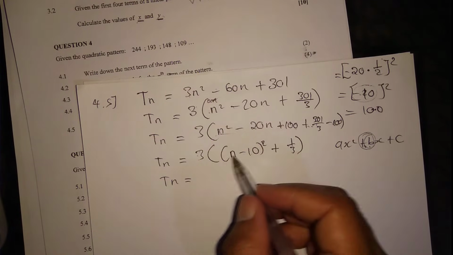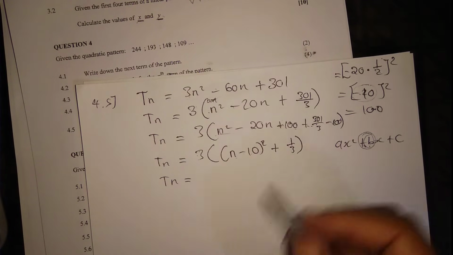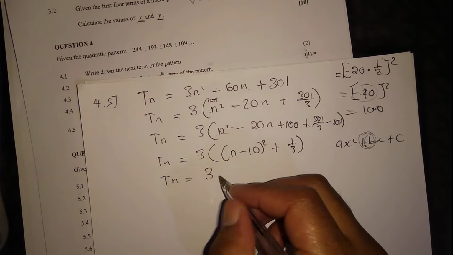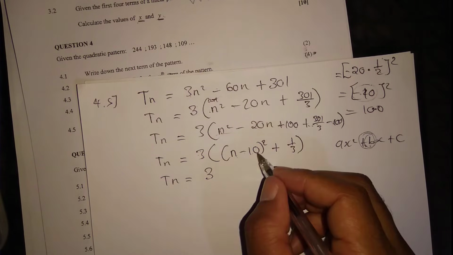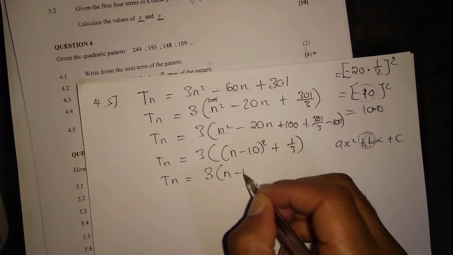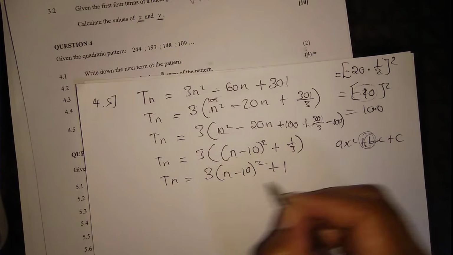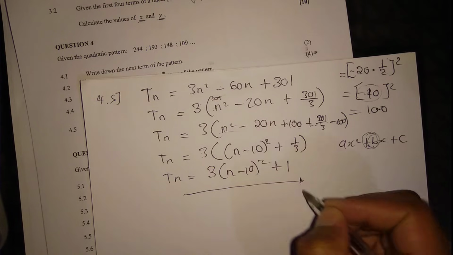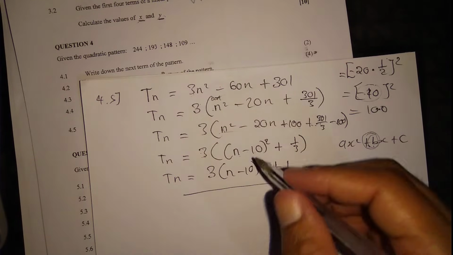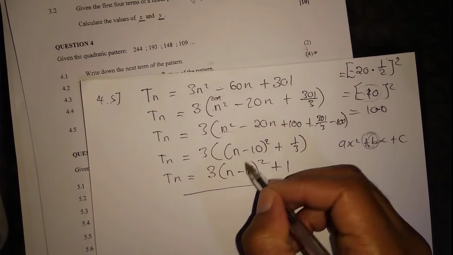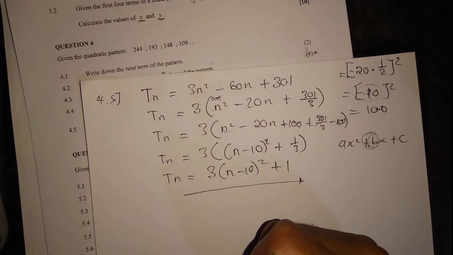Now let's multiply by our common factor again. 3 times this bracket is 3(n minus 10) squared. 3 times that fraction is plus 1. So now our answer is in completed square form. This is the bracket I was talking about.